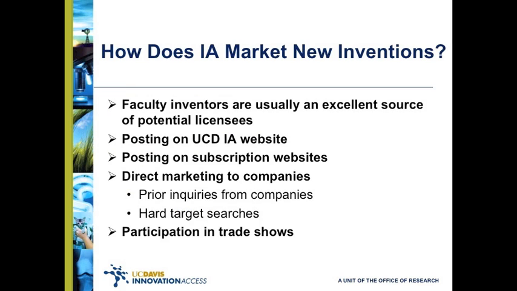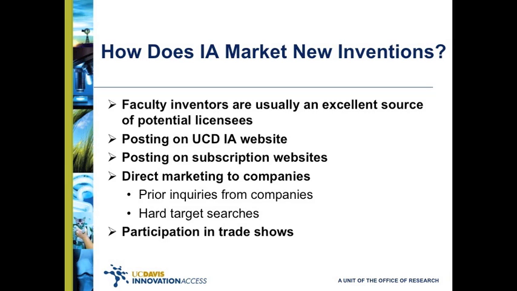How does Innovation Access, the Technology Transfer Office at UC Davis, market new inventions? Well, faculty inventors are usually one of the very best sources of potential licensees because the inventors know what other institutions and companies are involved in this area of research. So we solicit such information from faculty. It proves to be one of our very best sources.